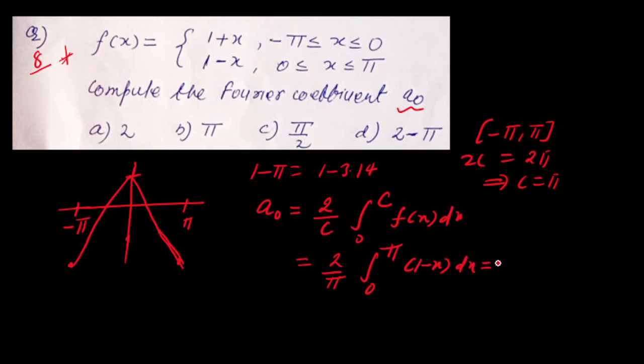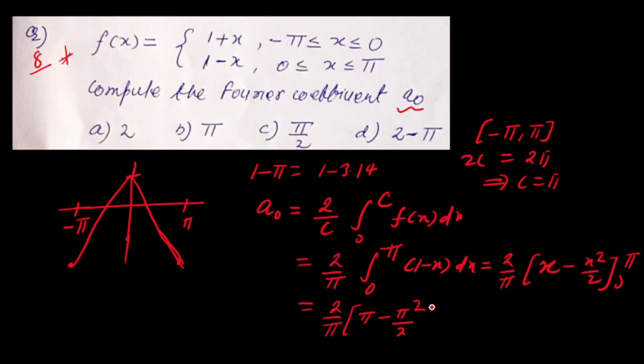If I evaluate it, I will get 2 by pi times, integration of 1 is x, and integration of x is x square by 2, limit 0 to pi. If I put in the limit values, I get pi minus pi square by 2 for the upper limit, and for the lower limit it will become 0. If you multiply pi and 2 by pi it will be 2, and the pi square by 2 cancels with 2 by pi to give pi, so I will get 2 minus pi. Do we have that option? Yes, option D.